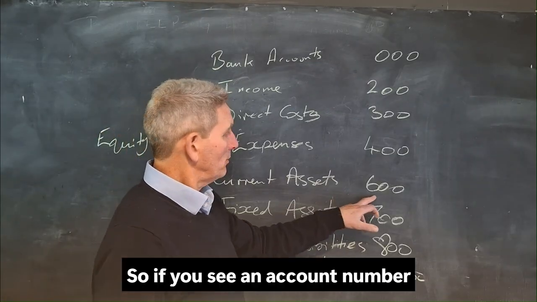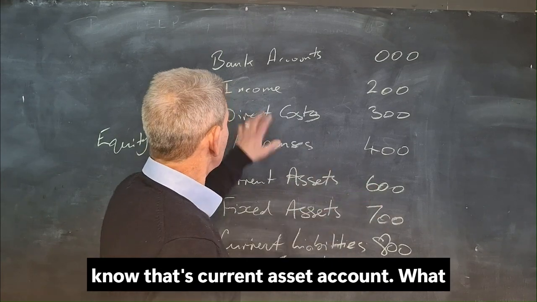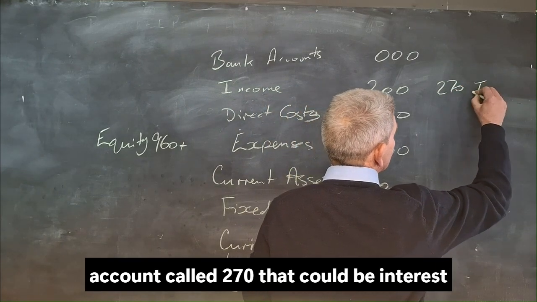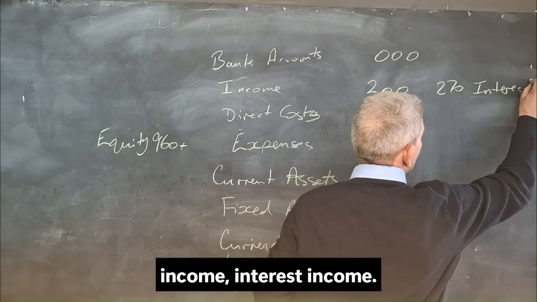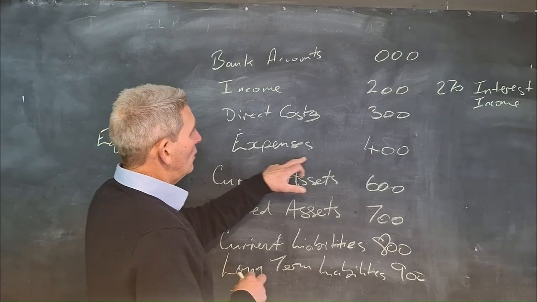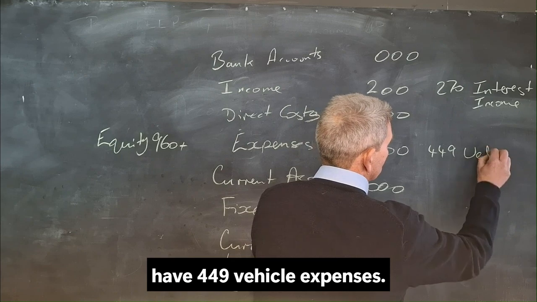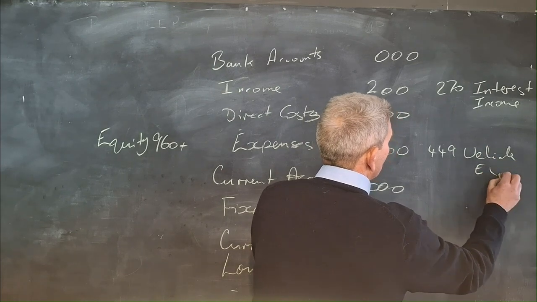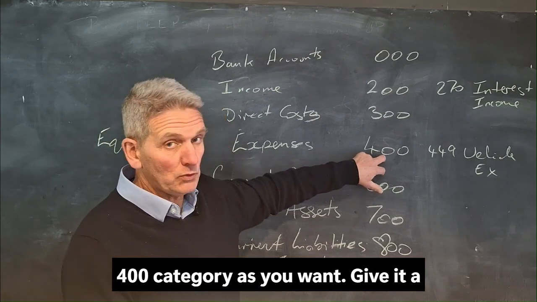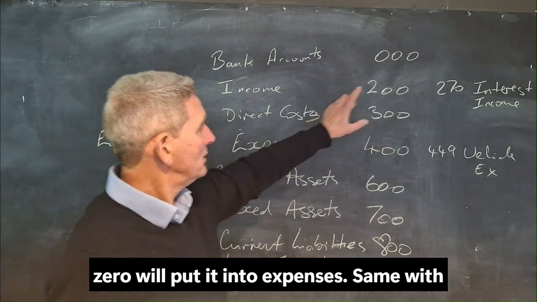So if you see an account number beginning with 600, for example, you'll know that's a current asset account. What about, say, income? We could have an account called 270. That could be interest income. Or expenses, we could have 449, vehicle expenses. So you can have as many expenses in the 400 category as you want. Give it a different number, give it a name, and Xero will put it into expenses. Same with all of these.